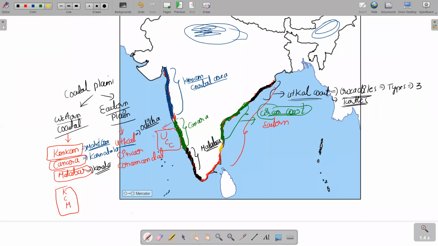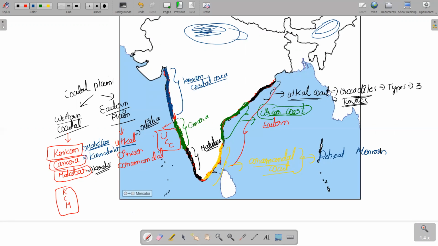This Tamil Nadu area. This entire thing that is there, that is Tamil Nadu. This is called a Coromandel. This is called a Coromandel coast. And the good thing about this Coromandel coast, how you remember it, how you memorize it: the Coromandel coast is a coast which receives the rainfall during the retreating monsoon. Just simply remember, only in the retreating monsoon will it receive the rainfall.